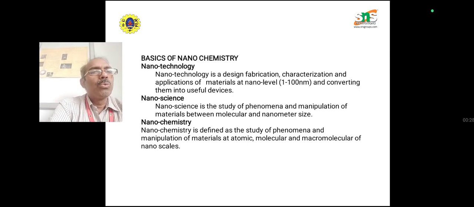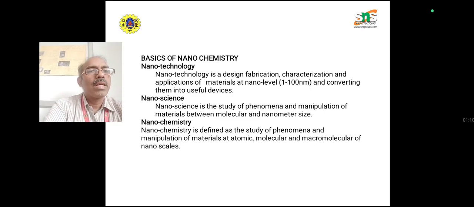The range is from 1 to 100 nanometer, and converting them into useful applications like devices, fabrications in the car industries and devices and electronic gadgets. Nanoscience is a study of phenomena and the manipulation of materials between molecular and nanometer size. Nanochemistry is defined as the study of phenomena and manipulation of materials at atomic, molecular and macromolecular nanoscales.